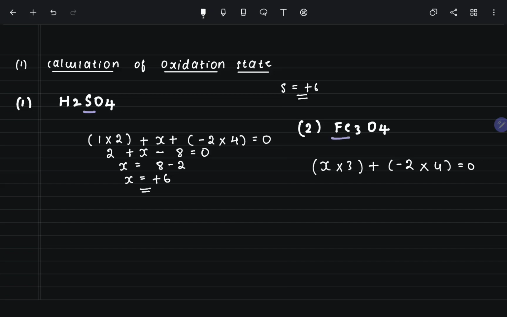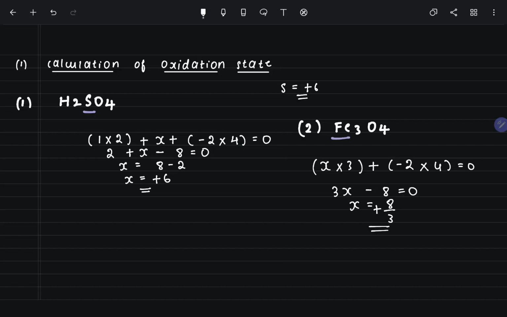What is 3 into X? 3X. Plus into minus is minus. 2 4s are 8, is equal to 0. And then X is equal to, you will get a division value. You have to identify here that you can't subtract or add. So the value will be 8 by 3. So plus 8 by 3 is the answer, because you have to divide here. You can't subtract or something like that. So the value of X is 8 by 3.